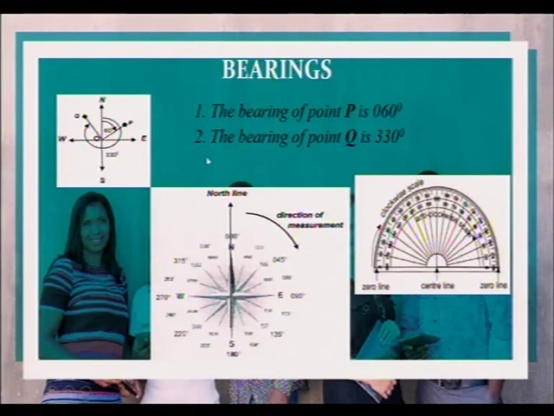This other picture is just to show you how we measure 60 from north to point P is 60 degrees. The bearing of Q, where is Q? Q is here. There's no way we can move from north going anti-clockwise. No, we have to go clockwise, and we see it's 330 degrees.